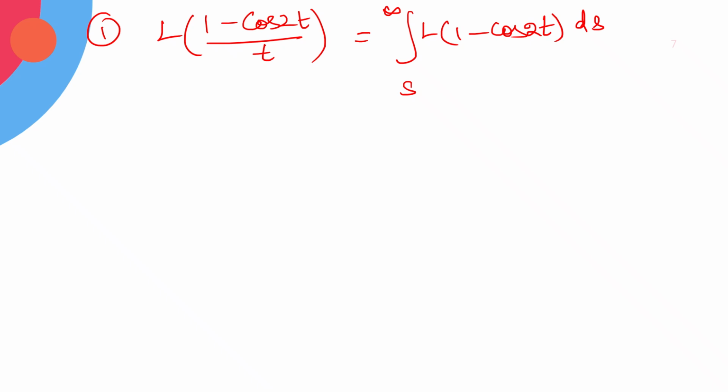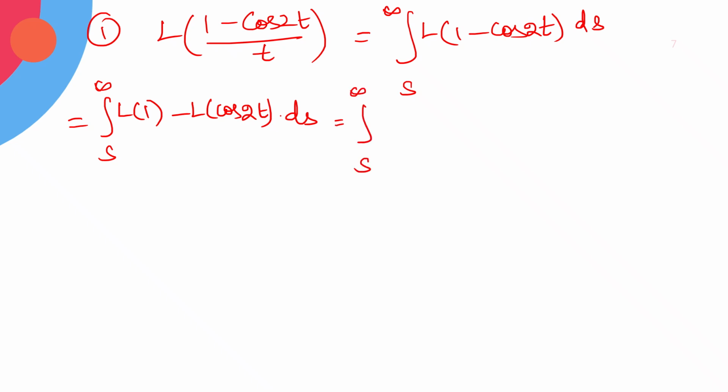Which is equal to integration s to infinity L of 1 minus L of cos 2t into ds, which is equal to integration s to infinity. What is L of 1? It is 1 by s.